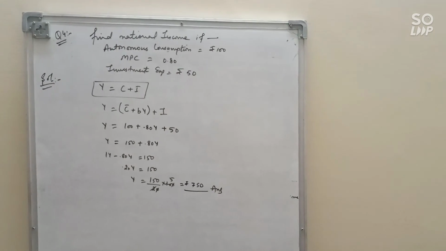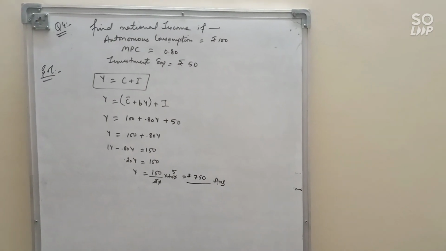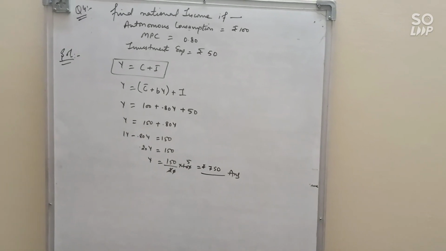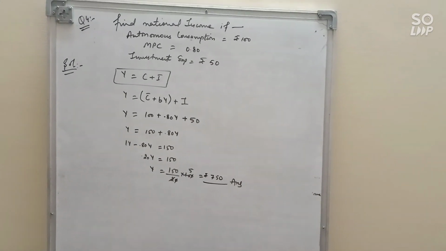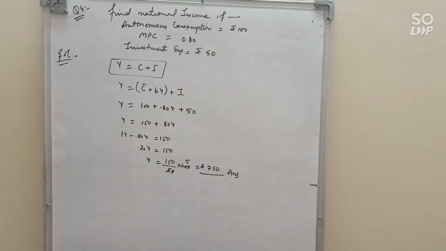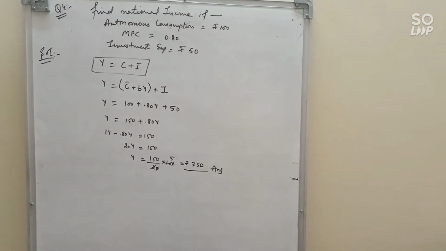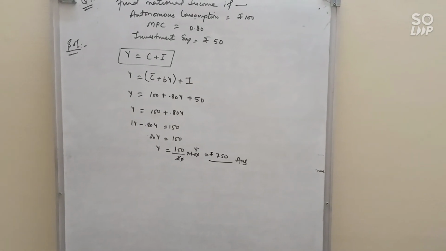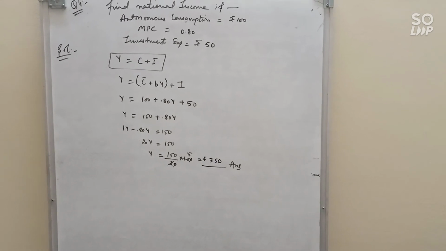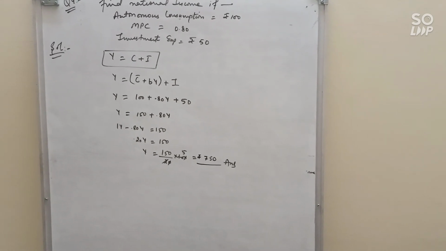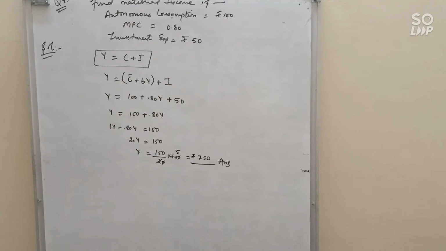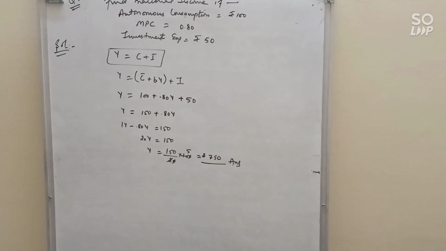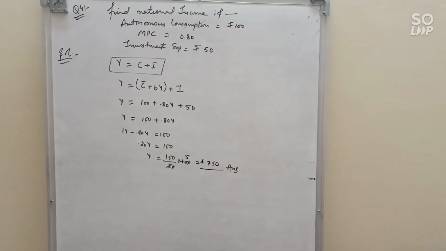So let's take one more example. Find out national income if autonomous consumption is rupees 100, MPC is 0.80, and investment expenditure is rupees 50. We know the equation Y is equal to C plus I. Now the equation of consumption is autonomous consumption plus bY. So put the values in this equation. Y is equal to autonomous consumption, that is 100, plus b, meaning MPC, that is 0.8, Y, plus 50, that is investment. After solving this equation, Y is equal to 150 plus 0.8Y.